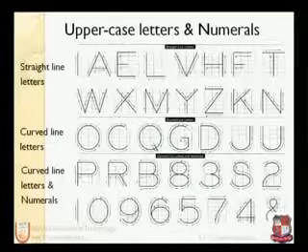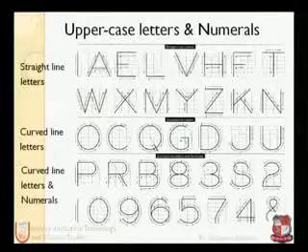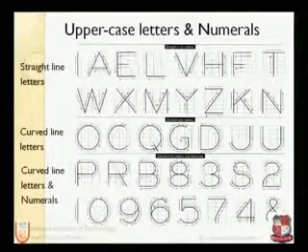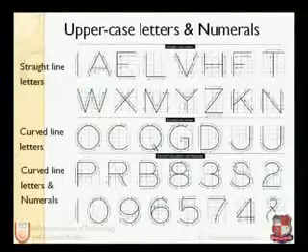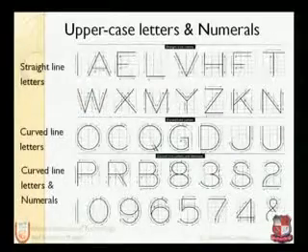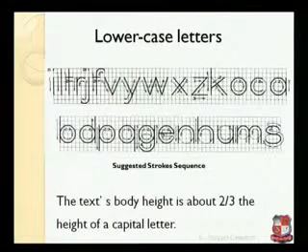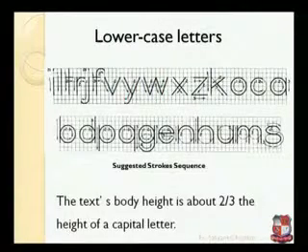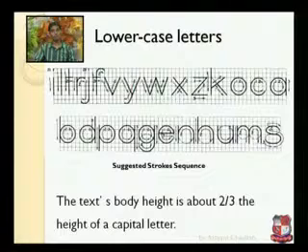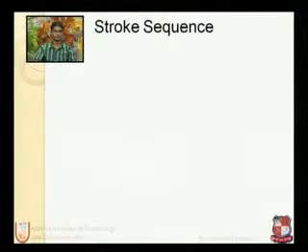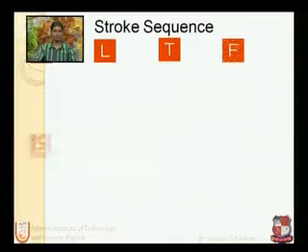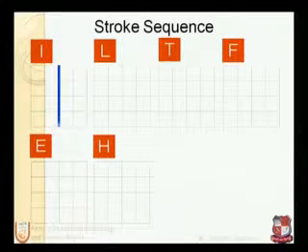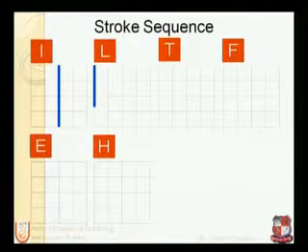However, one can use their own experience. So for writing letters, there is no fixed style. We can use whatever is convenient. So the writing of the text is self-explanatory. However, these stroke lines are suggested. For lowercase it is like this, the suggested stroke sequence. Again, the text body height is about 2/3 the height of the capital letter. Stroke sequence for L, it is like this.